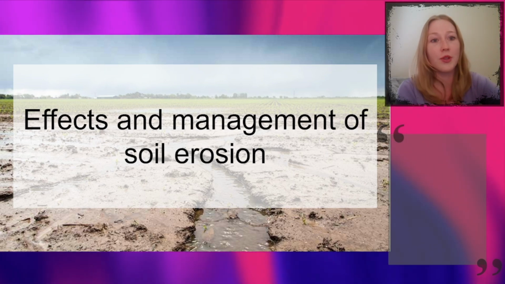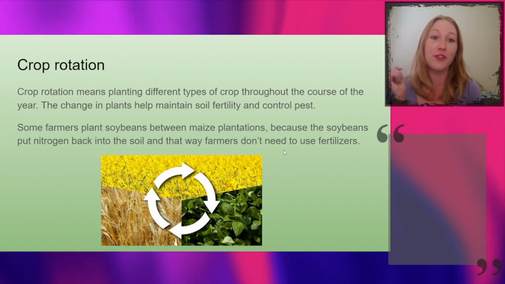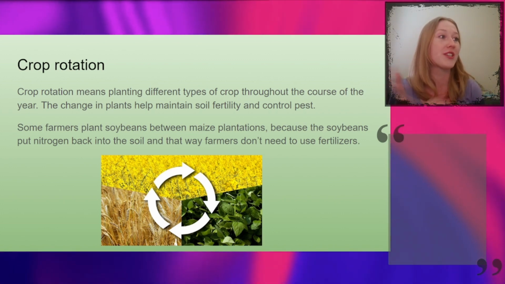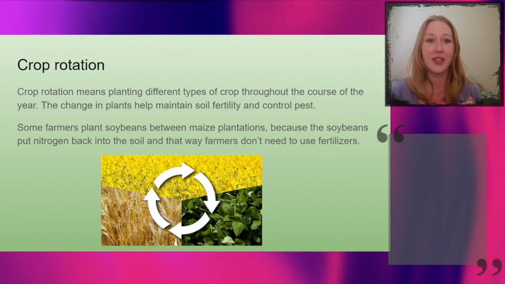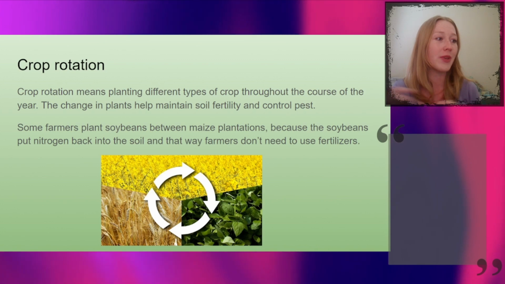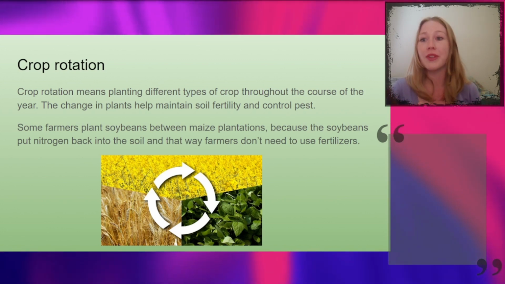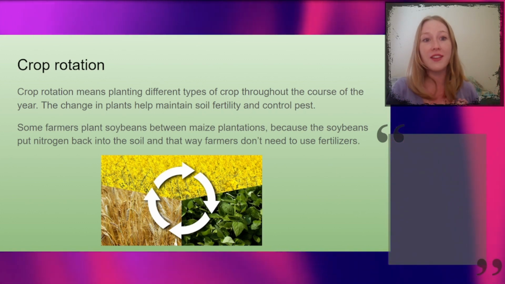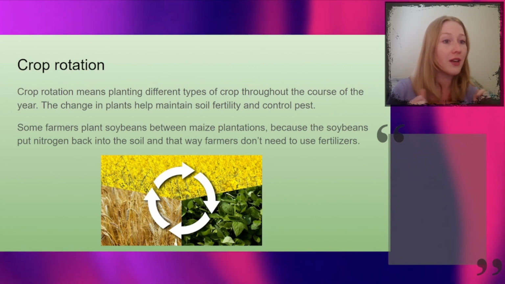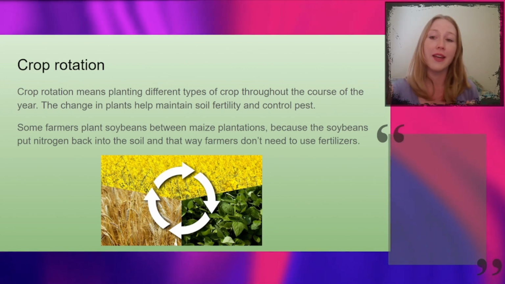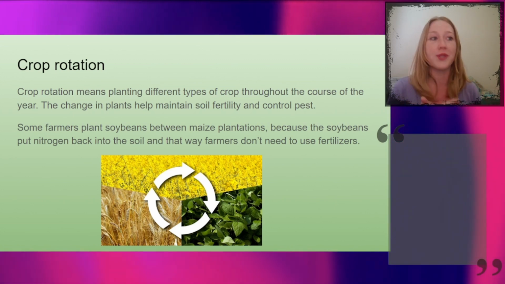Effects and management of soil erosion. So these are some things that we can do. Okay, so I mentioned the idea of crop rotation. Crop rotation is using different crops in different years. So there's a farm not far from where I am. It's mainly a wine farm, but they have quite a few fields where they grow other things. And one year they might grow canola, the next year they grow wheat, and every other year they're growing something else. And that is an example of crop rotation.